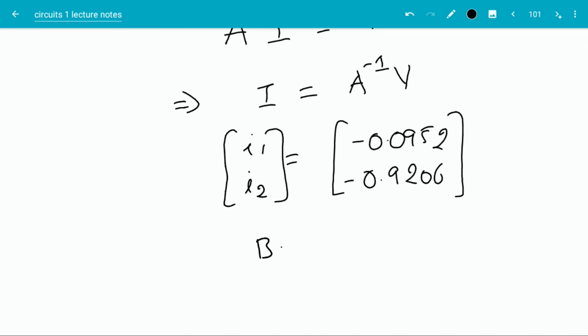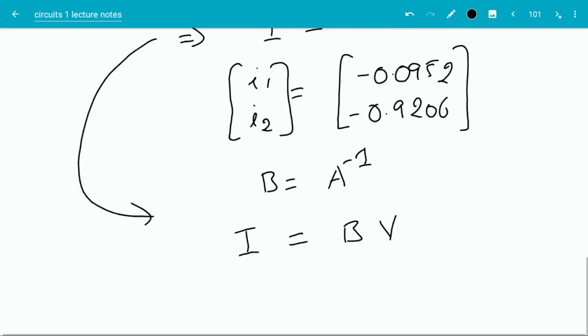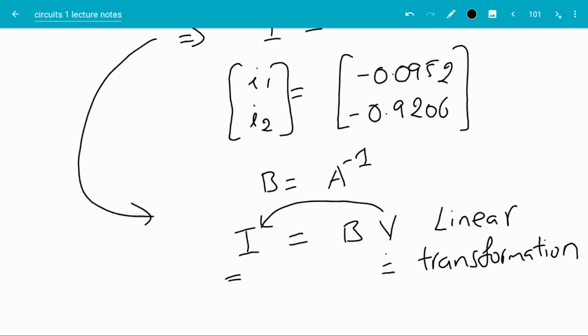Now, let's say B is equal to A inverse, in which case this particular equation here will turn to be I is equal to B times capital V. The point is the output vector is related to the input vector using a matrix multiplication. And this transformation here, because of this property, is a linear transformation. That means going from the voltage vector V, or the input vector V, to the current vector I, we are multiplying by a matrix. So the transformation from V to I is a linear transformation.